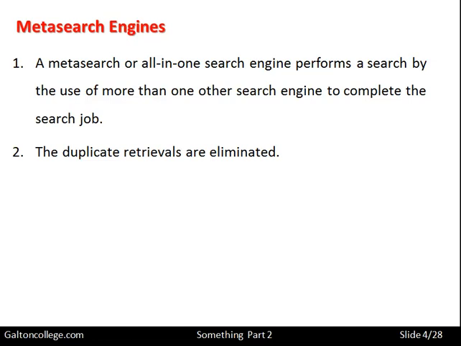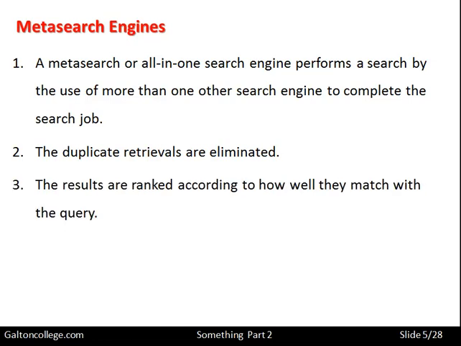When it gets duplicate retrievals, when several of the search engines that it's using in the background bring back the same results, then it eliminates some of the results and just gives us one of each. The results are ranked according to how well they match the query. So the top results, the ones which are most closely related to what we're looking at, will be presented at the top, and there will be a list going down, perhaps results which are related but not necessarily completely related to what we're looking for.